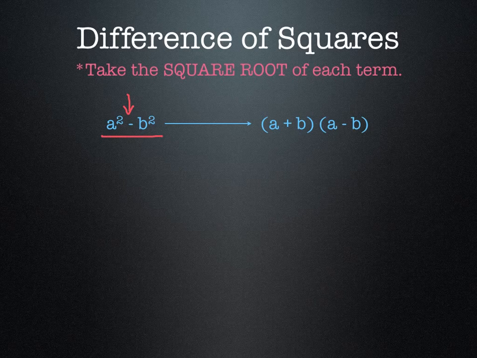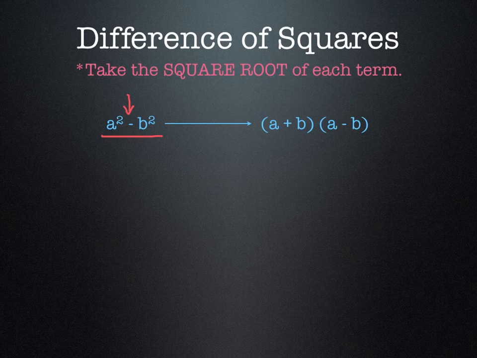The difference of two perfect squares, and that means some number that has been squared or some letter that has been squared. So it might be an x squared, might be an a squared, might be a 36 because 36 is 6 squared, might be a 100 because 100 is 10 squared. Anytime these two things are both perfect squares and there's a minus in the middle, that's when this works.